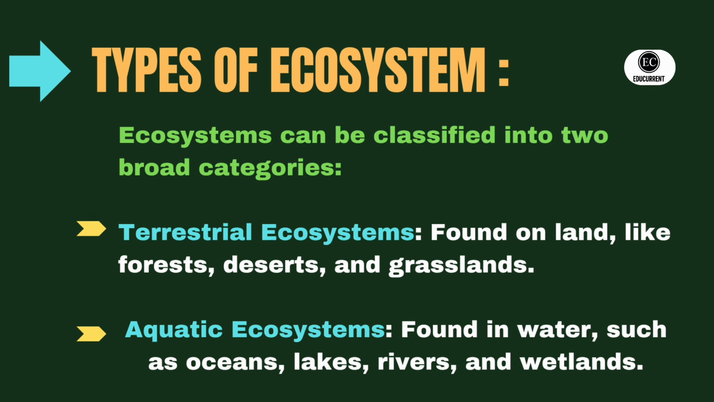Types of ecosystem. Ecosystems can be classified into two broad categories: terrestrial ecosystems, found on land like forests, deserts, and grasslands; and aquatic ecosystems, found in water, such as oceans, lakes, rivers, and wetlands.